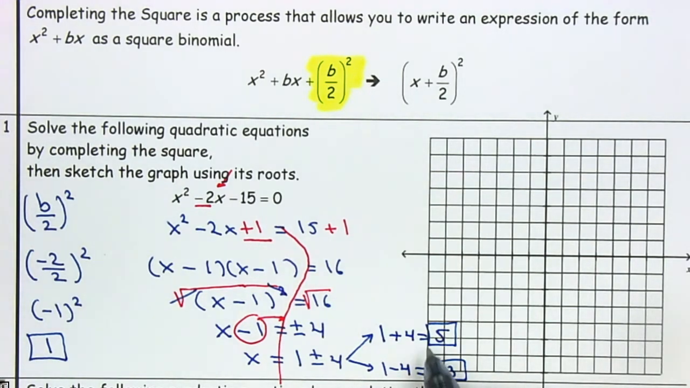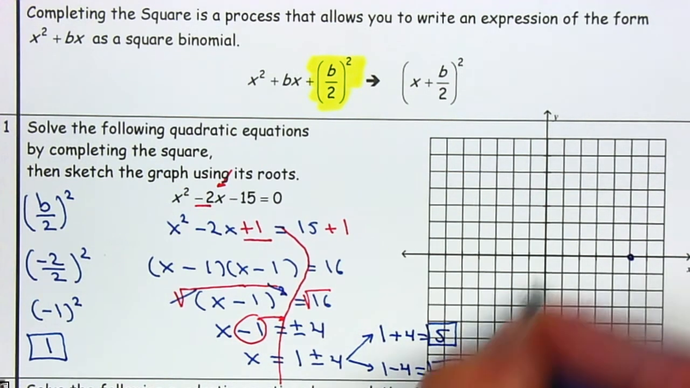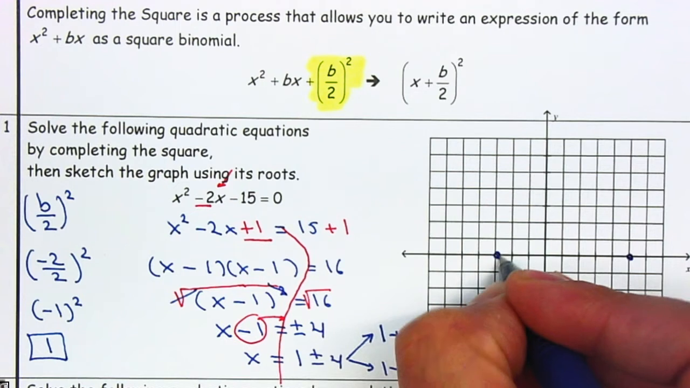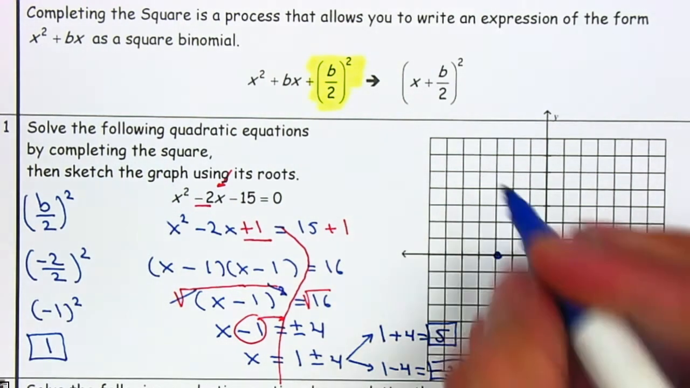These are called the x-intercepts. They're also called the roots, the solutions, or the zeros. So this is where the graph will cross the x-axis. 1, 2, 3, 4, 5. And negative 3. 1, 2, 3. X squared is positive, so we know that the parabola is facing up.